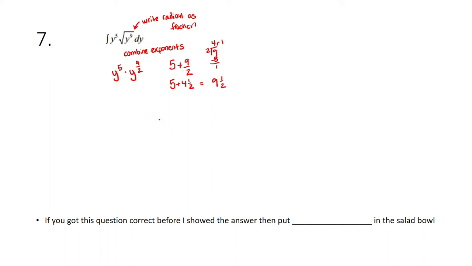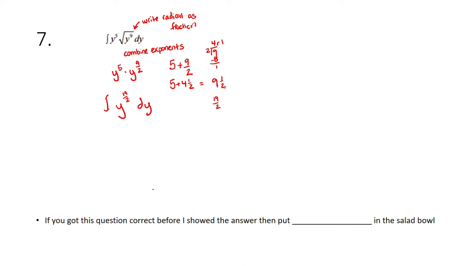So, we have the integral of y to the 9.5. I want to write it as a mixed number here. So, 2 times 9 is 18 plus 1 is 19 over 2. That will help us a whole lot more than writing it as 9.5. Okay, so 9.5 is the same thing as saying 19 divided by 2, which will help us a little bit more when we take the integral.